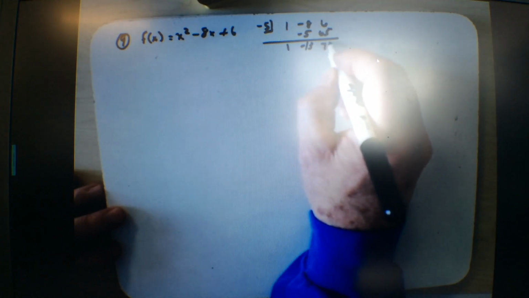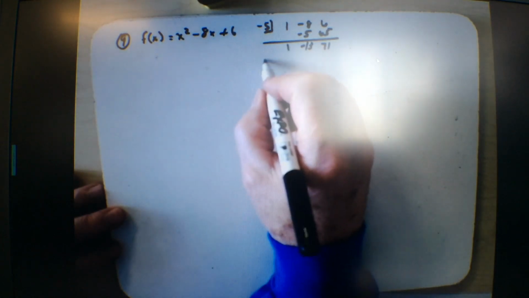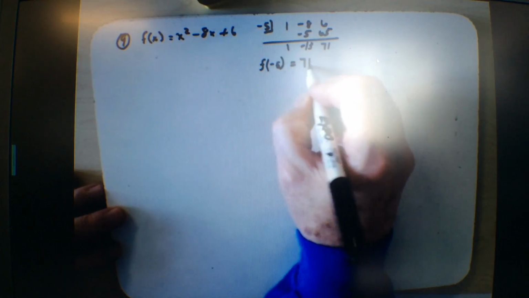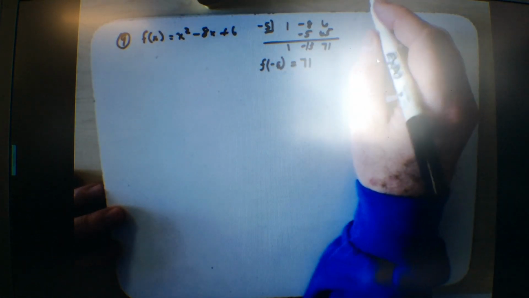And 6 is 71. So f of -5 is how much? 71. Now let's do f of 2.